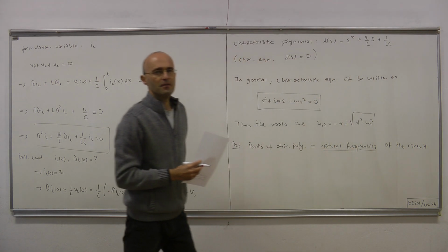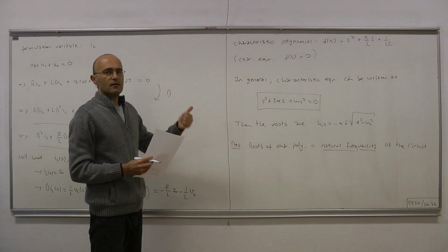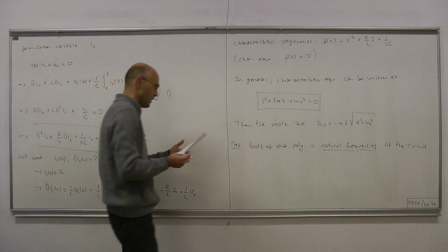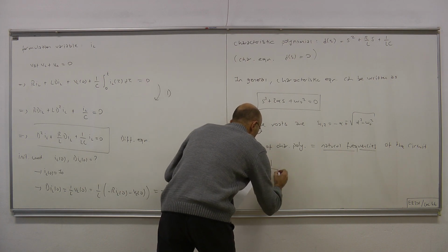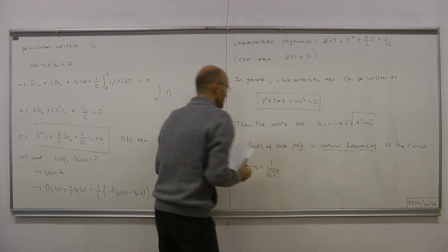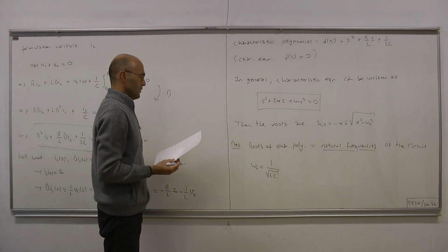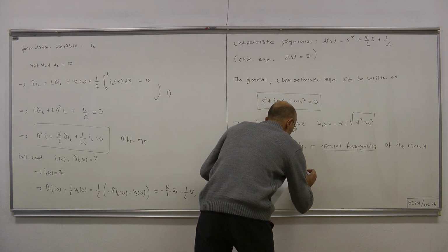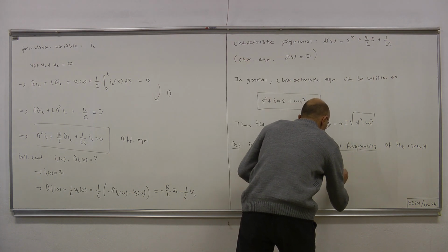Sometimes other words are also used. You may have heard eigenvalue or mode. They all mean the same thing. Okay. And omega 0, which is 1 over square root of LC, is called the resonant frequency.